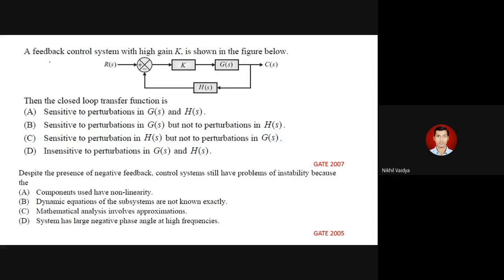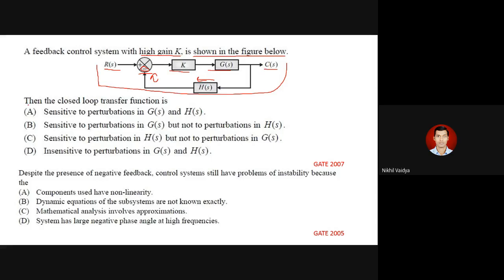Okay, see here. A feedback control system with high gain K is shown in the figure below. So this is a closed loop control system which is shown here. So R of S is the reference input in S domain. This is the summing point with negative feedback because the sign here is negative. This is K. This is G of S. So both are forming the forward path, and H of S is nothing but the feedback path, and C of S is nothing but our controlled output.